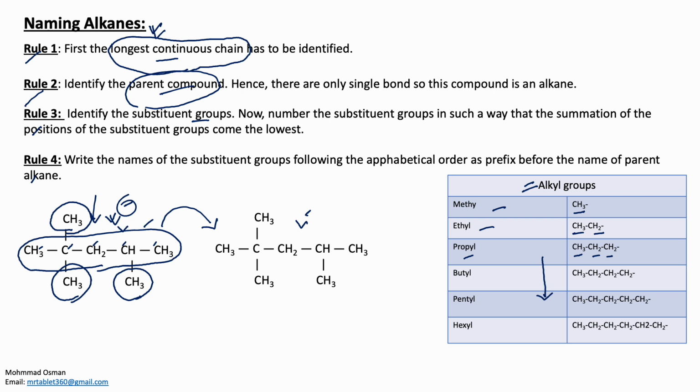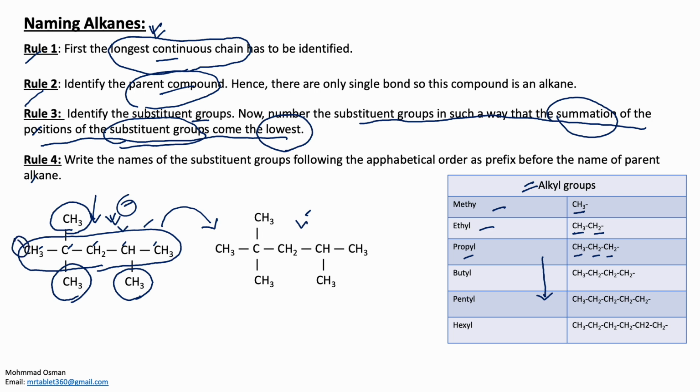Rule number 3 says another thing: number the substituent groups in such a way that the summation of the positions of these substituent groups comes to the lowest. Now I know this line is a bit tricky, so I will explain this. Before that, let's number the longest chain.